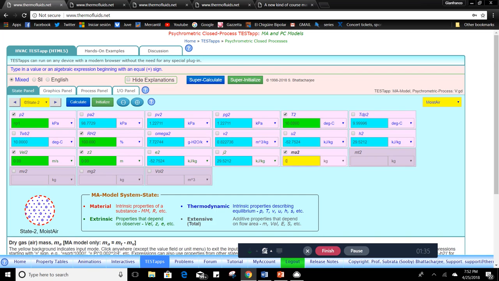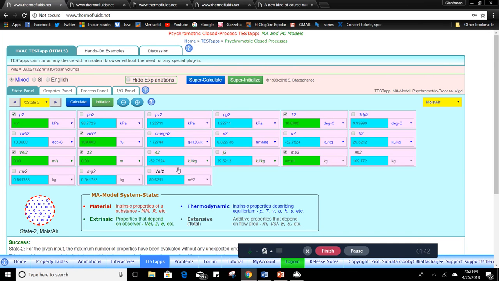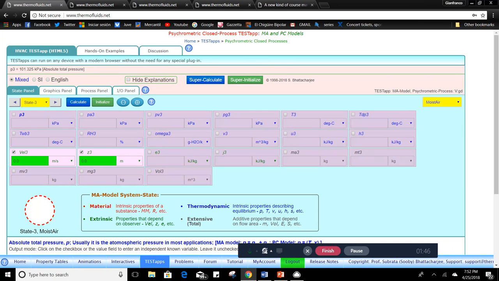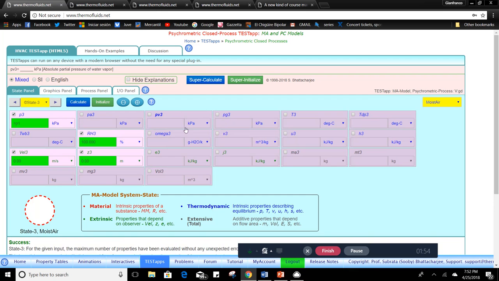We see that we're missing some values, but we know that in these systems the mass of air is going to remain constant throughout the process, so we can make this equal to the mass of air in state 1 to find the volume and the remaining values. We can continue to state 3, and we know it's equal to P1, relative humidity is also 100%.